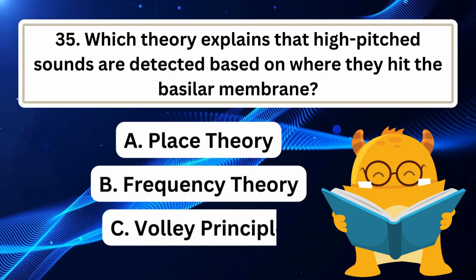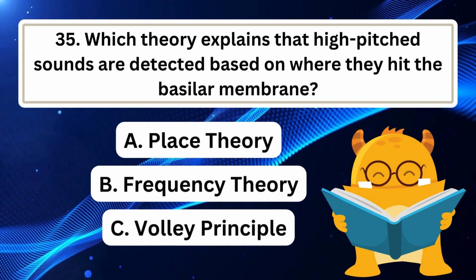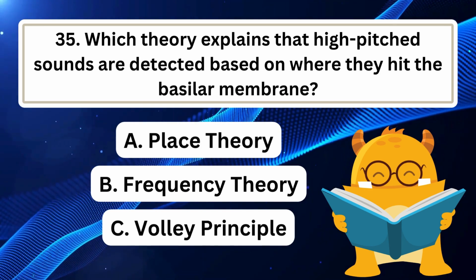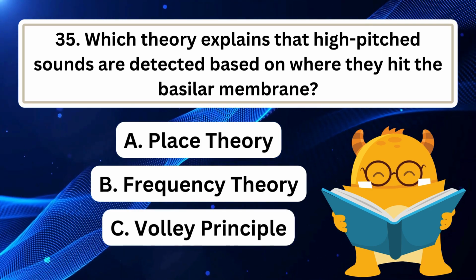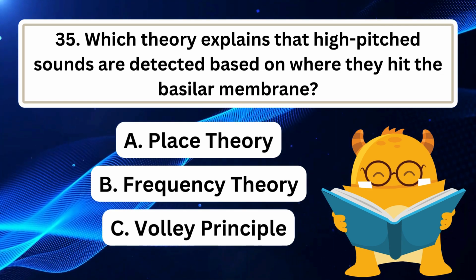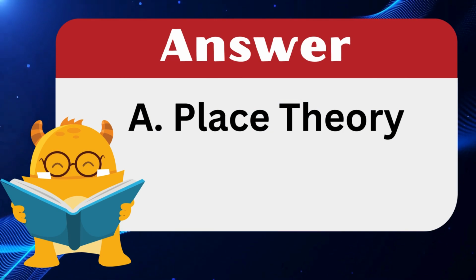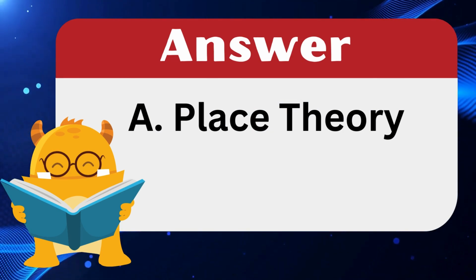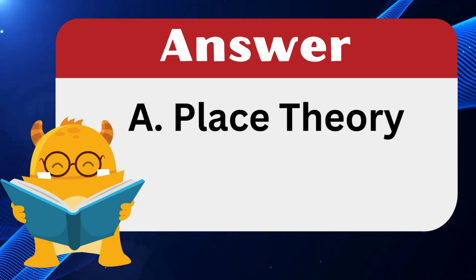35. Which theory explains that high-pitched sounds are detected based on where they hit the basilar membrane? A. Place theory. B. Frequency theory. C. Volley principle. A. Place theory. Place theory suggests that high-pitched sounds are detected based on their location of contact on the basilar membrane.